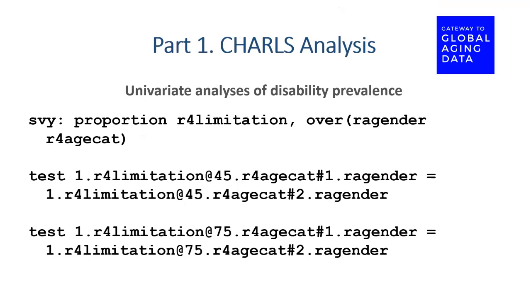So we could list RA gender and R for age category. And basically what that's going to do is cross tab those variables. So we're going to get an estimate for men at all of our age categories and for women at all of our age categories. And we can actually test whether those estimates are different.